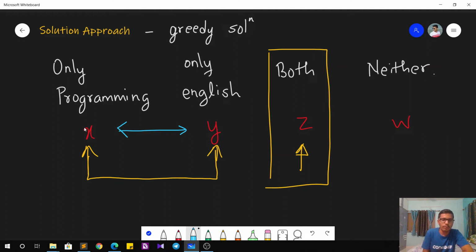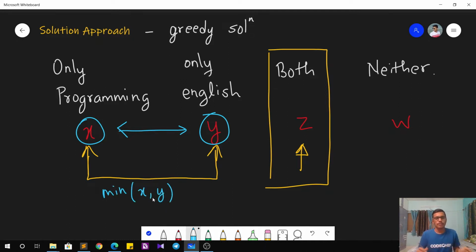So first we will form the pairs using X and Y, that is the number of pairs will definitely be the minimum of X comma Y. So these many pairs will be formed, and definitely one of them will become zero. Both of them may also become zero, but one of them will definitely become zero. Now what we do is that on one side we keep Z, that is the people knowing both programming and English, and try to pair them up with any possible person.